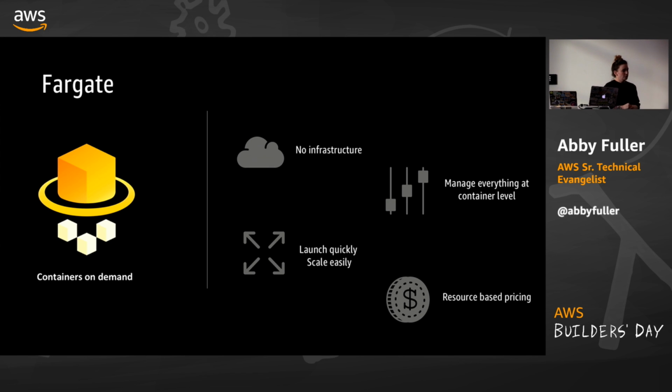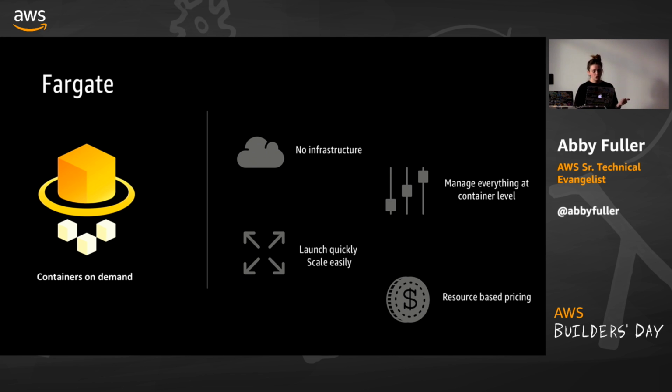Fargate. So I'm calling this containers on demand, which is not the official way to refer to Fargate. But I think it used to be a very common question: what is the closest that I can get to containers on demand? What is the closest I can get to only telling AWS about my container and nothing else? This is as close as you can get right now.